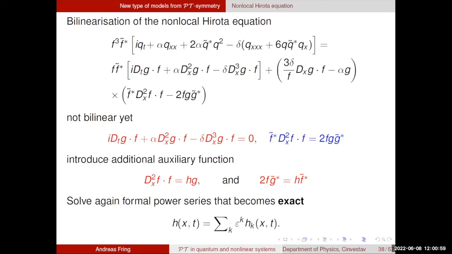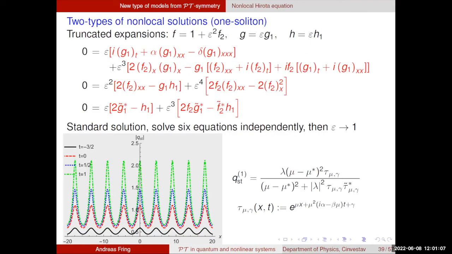And this equation becomes bilinear, and the price we have to pay is we have to introduce a new field and we have to solve a new equation. But this also opens up new possibilities. So here's a solution. This is the one-soliton solution. This is the system you have to solve. Don't worry about the details. And we get out a solution.